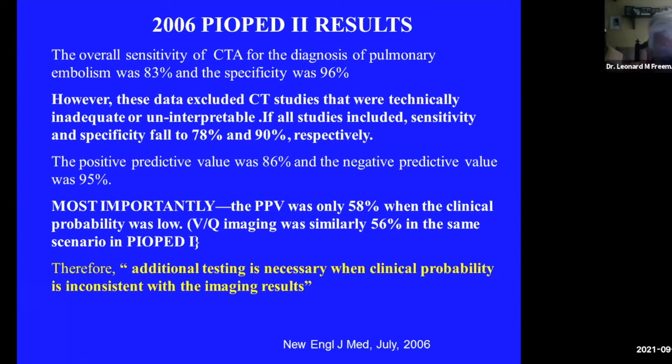And this is very important. The positive predictive value was only 58% when the clinical probability was low. And in PIOPED 1, the VQ imaging PIOPED, it was 56%. So what I said to you about VQ holds for CT as well. Clinical probability is the single most important thing, and you must evaluate clinical probability before you go on to the interpretation of a VQ scan or a CT scan.